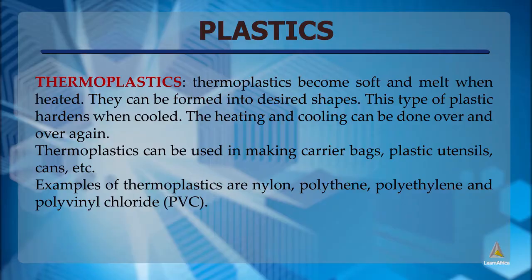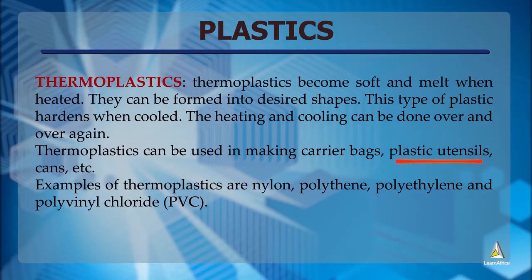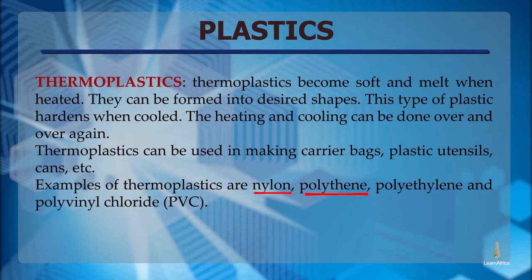I hope from that short clip, you can now understand what thermoplastics are and their characteristics. Thermoplastics can be used to make carrier bags, what we call nylon bags, plastic utensils such as spoons and eating forks, cans, water cans, etc. Some examples of thermoplastics are nylon, polythene, polyethylene, and polyvinyl chloride, which is simply known as PVC.